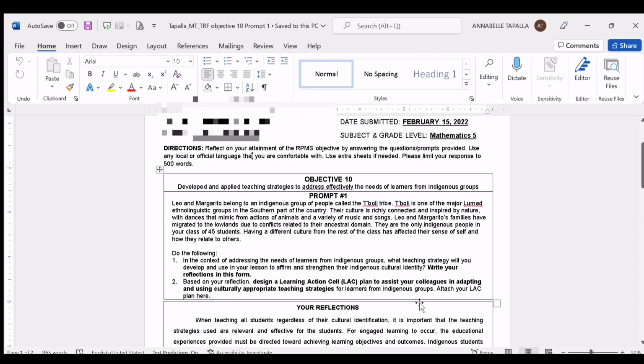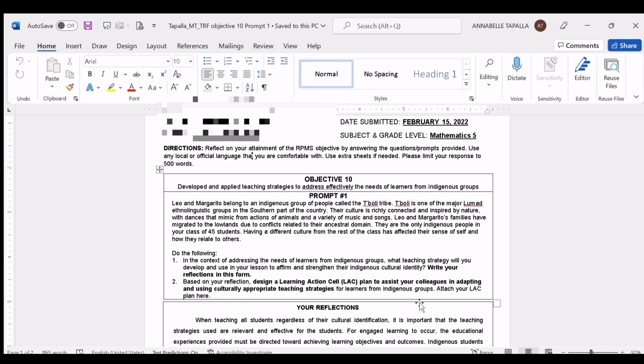Then prompt number 1. Leo and Margarito belong to an indigenous group of people called the Tiboli tribe. Tiboli is one of the major Lumad ethno-linguistic groups in the southern part of the country. Their culture is richly connected and inspired by nature, with dances that mimic the actions of animals and a variety of music and songs. Leo and Margarito's families have migrated to the lowlands due to conflicts related to their ancestral domain. They are the only indigenous people in your class of 45 students.